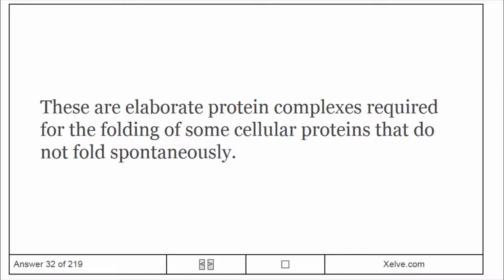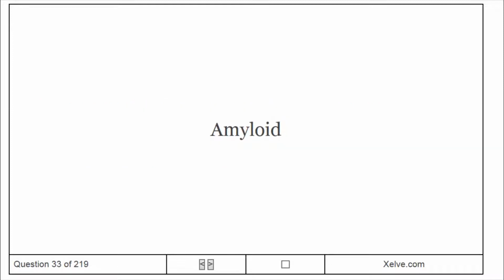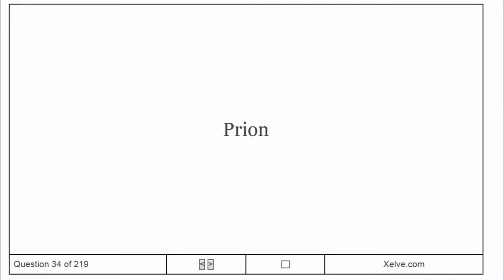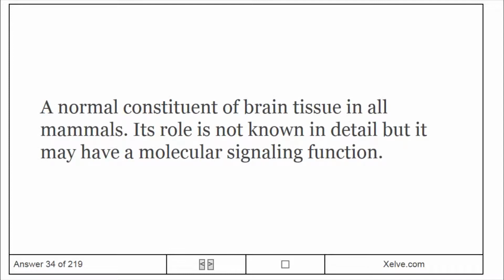Chaperonin. These are elaborate protein complexes required for the folding of some cellular proteins that do not fold spontaneously. Amyloid. Insoluble fibrous protein aggregates sharing specific structural traits. Prion.